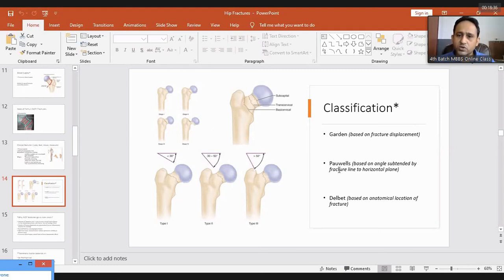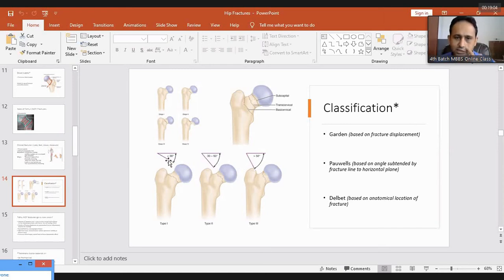So we'll come to another important classification, the Pauwels classification. That's basically based on the angle subtended by the fracture line to the horizontal. If you see, this fracture line is quite horizontal, and if you compare it to the horizontal, that comes to less than 30 degrees. So that's type 1, 30 to 50 degrees is type 2, and more than 50 degrees is type 3.